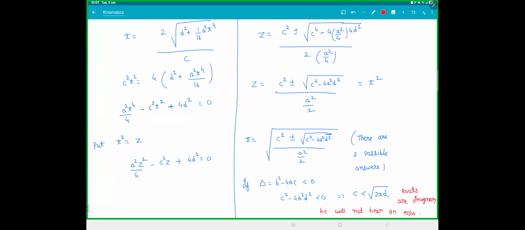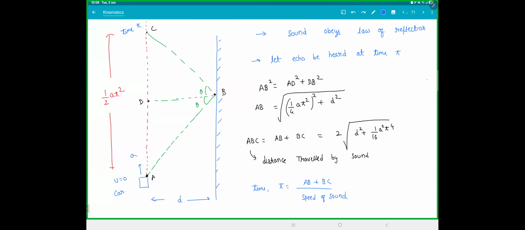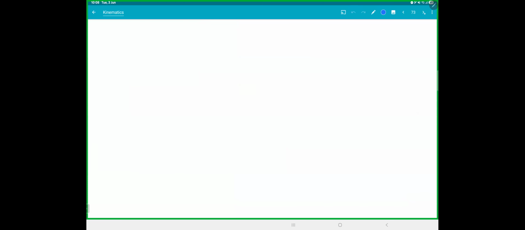Any doubts on the steps? Clear with this? So there, if you mix up a little sound, you can get really good questions. Any doubts on this? Next one, let's see one more. Let's say a little easier one.